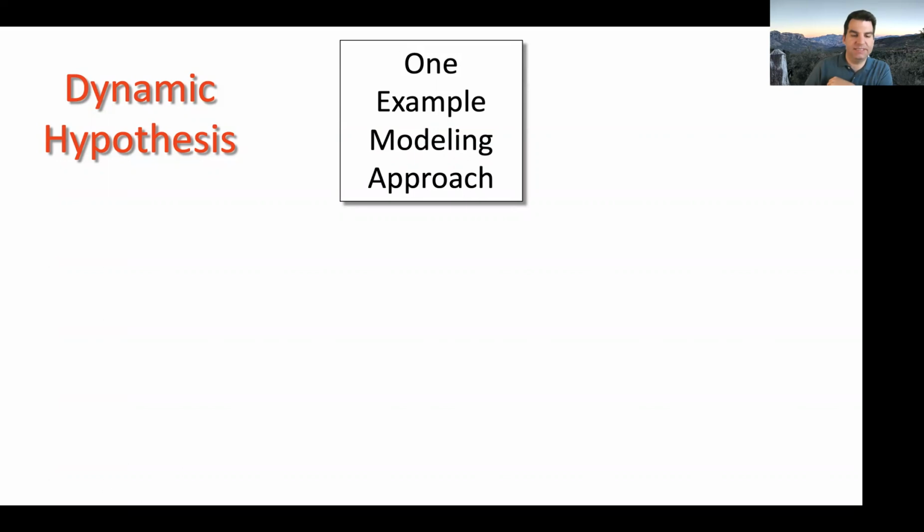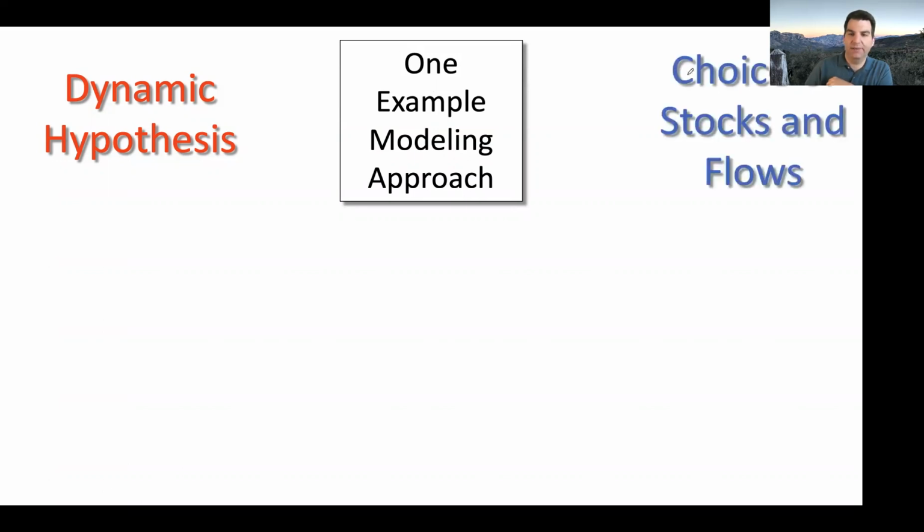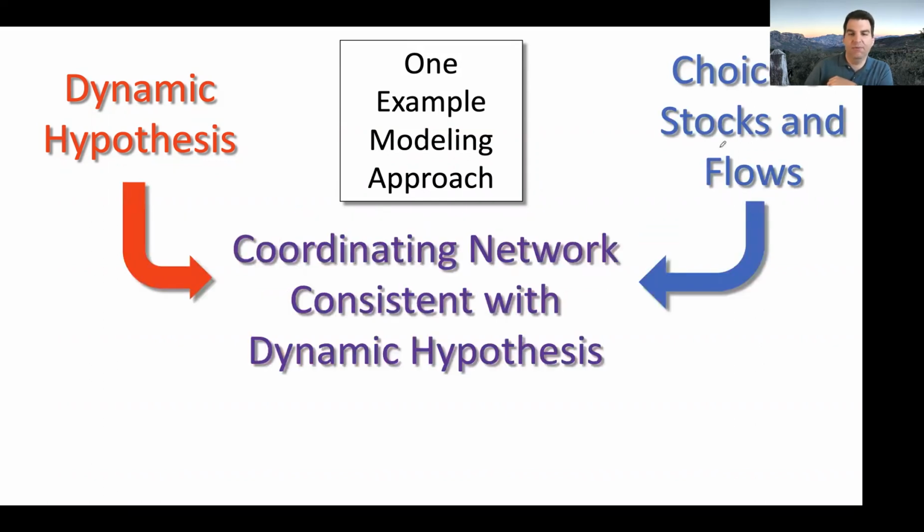you start with a dynamic hypothesis, and that generates a choice of stock and flows. Once you choose your stock and flows, you then can build a coordinating network consistent with your dynamic hypothesis. So you say our hypothesis is that this is related to that, is related to this other thing. We say what stocks are involved in this, that, and the other thing. And then how do I build coordinating networks, so these causal links in between them that are consistent with the hypothesis that I started from.